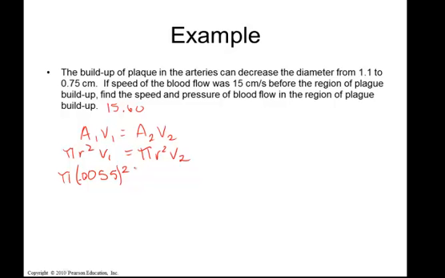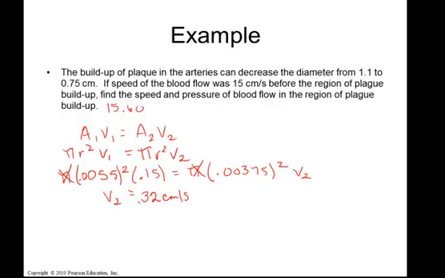And it said that my velocity was 15 centimeters, so this is 0.15 meters. And then I'm going to do pi. Now I change it to 0.75, so I'm going to have to change that into meters and divide it in half to get my radius. My pi's can cancel. And my new velocity is going to be 32 centimeters per second.